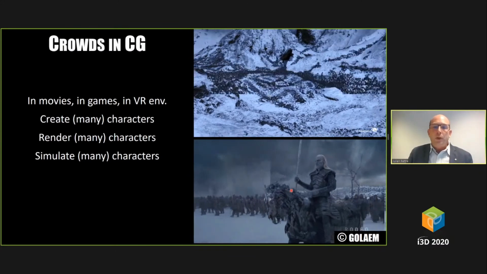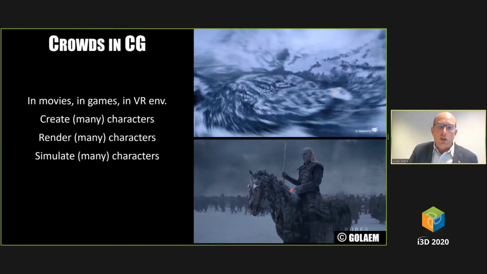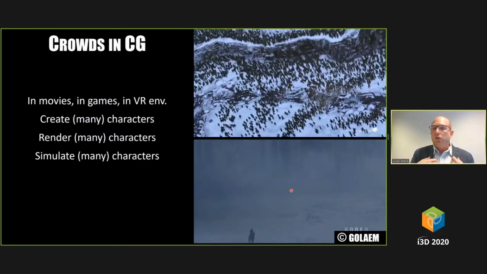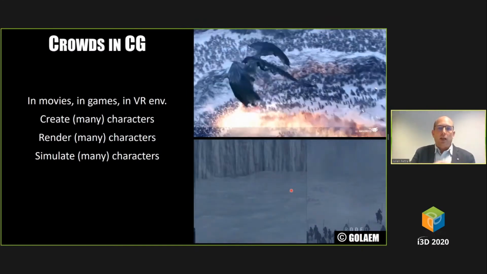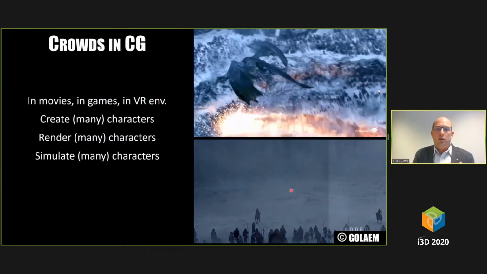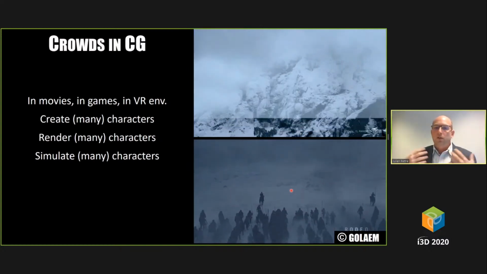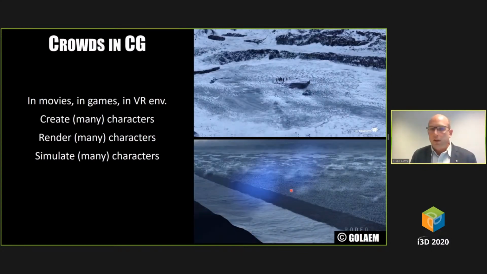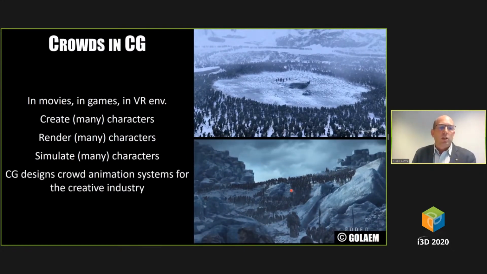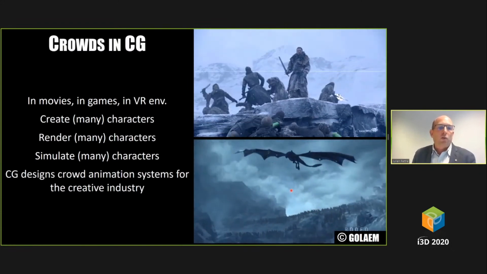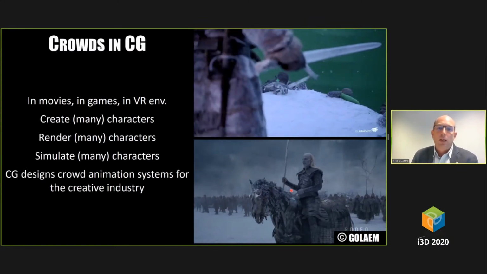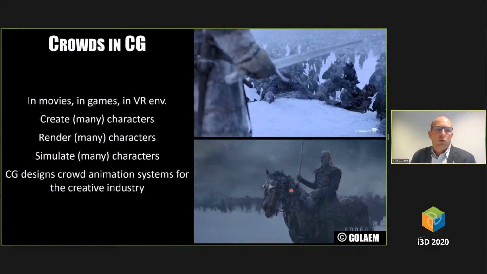And the topic I'm more concerned with is simulation, which is to make the characters move through the simulation. Moving means controlling their global position in the environment, as well as generating the joint trajectories of characters to see them moving on the screen. So more generally, we can say that CG is concerned with the design of crowd animation systems that deal with those three problems at least, and is generally dedicated to the creative industry.